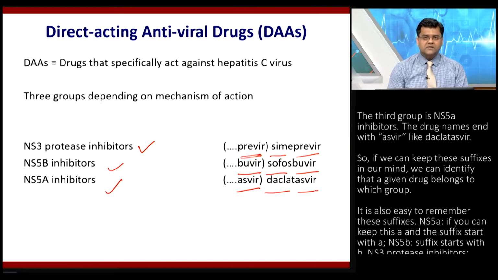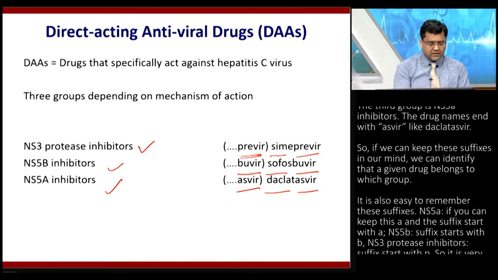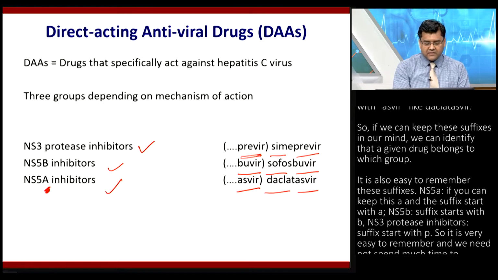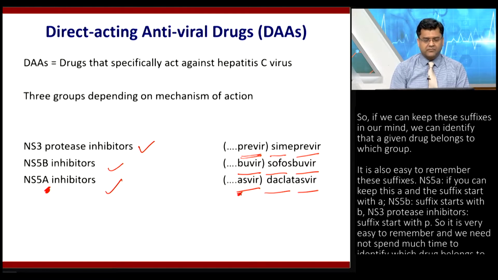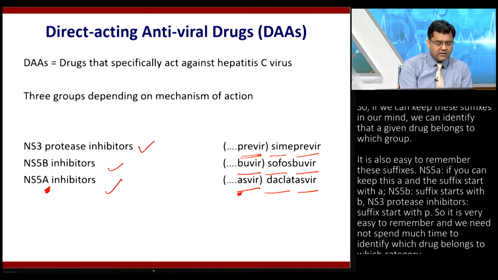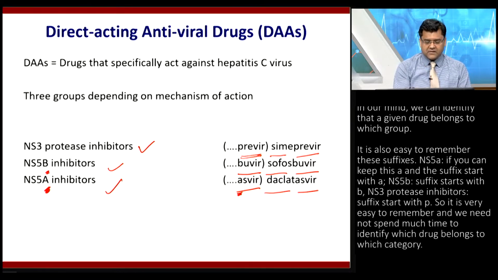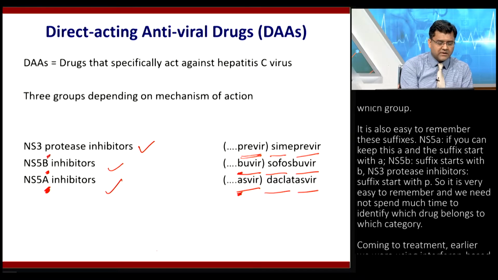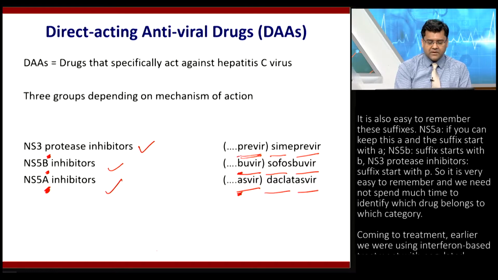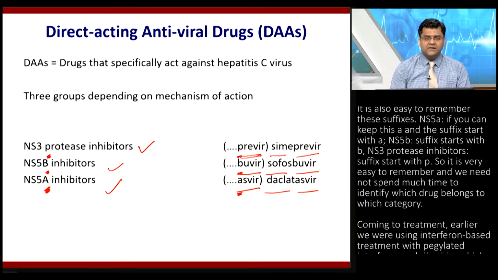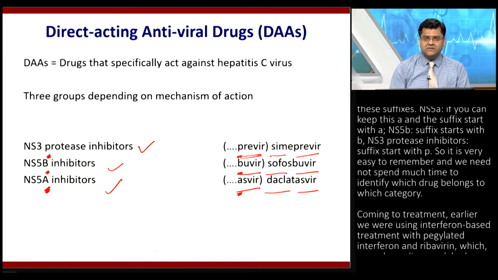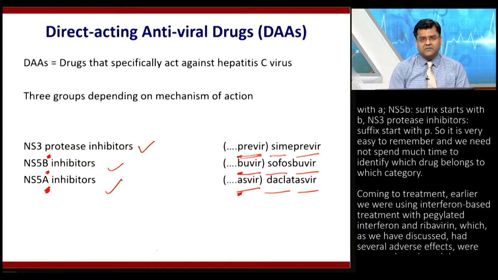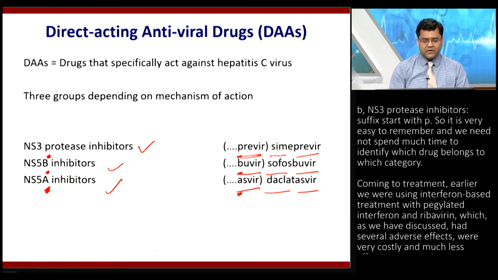It is also easy to remember these suffixes. NS5A, the suffix starts with A. NS5B, the suffix starts with B. NS3 protease inhibitor, P, and the suffix starts with P. So, it is very easy to remember, and we need not spend lots of time to identify which drug belongs to which category.